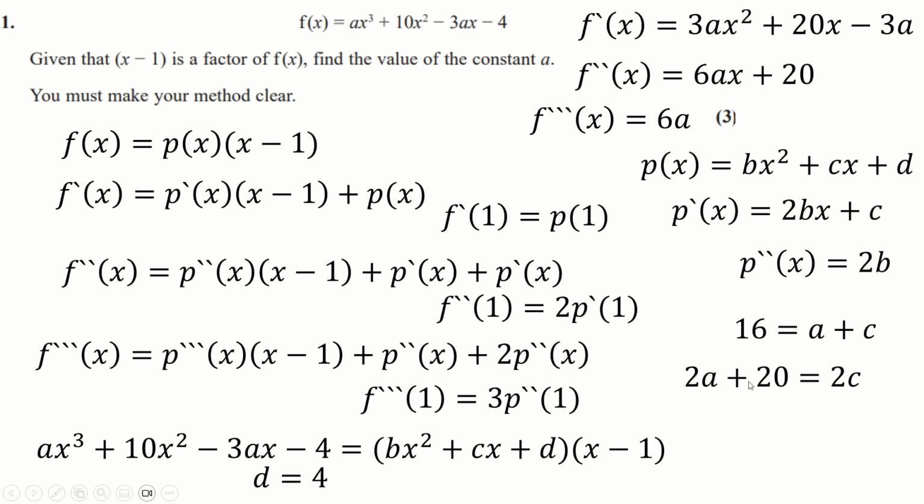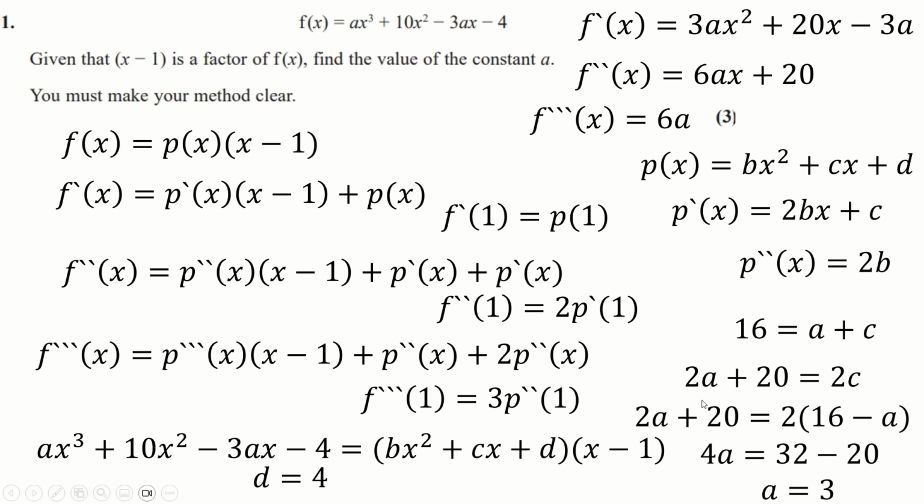This is just a simultaneous equation. So we can just solve that. I think I just replaced this c with 16 minus a, multiplied out, and solved for a as 3. And we'll finally get our answer in hopefully a way that will have to be sent to the head examiner.